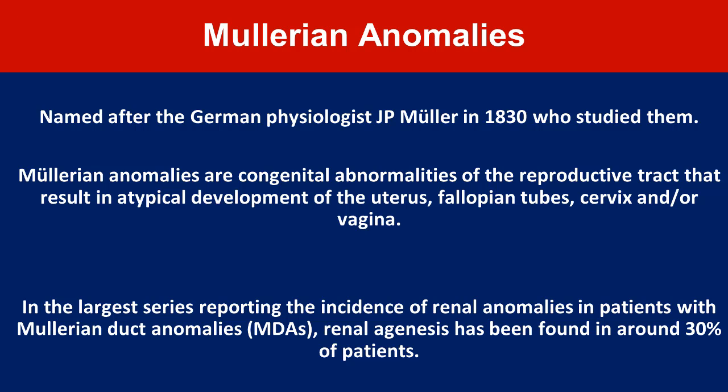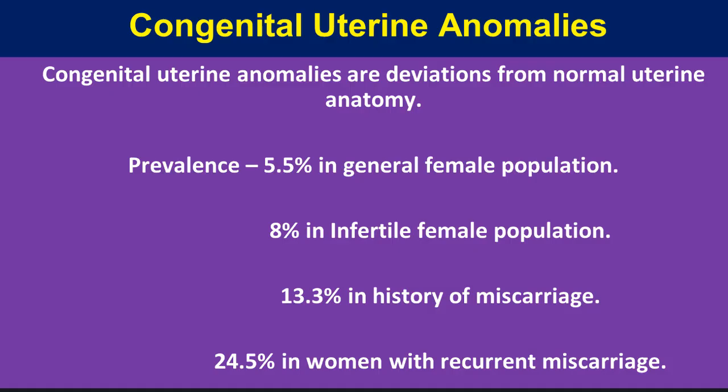Now, Mullerian anomalies are congenital abnormalities of the reproductive tract that result in atypical development of the uterus, fallopian tube, cervix, and/or vagina. Remember, friends, whenever you have a Mullerian anomaly, it is often associated with another anomaly, and the common one seen is renal anomalies. In a patient with Mullerian duct anomalies, almost 30% have renal agenesis.